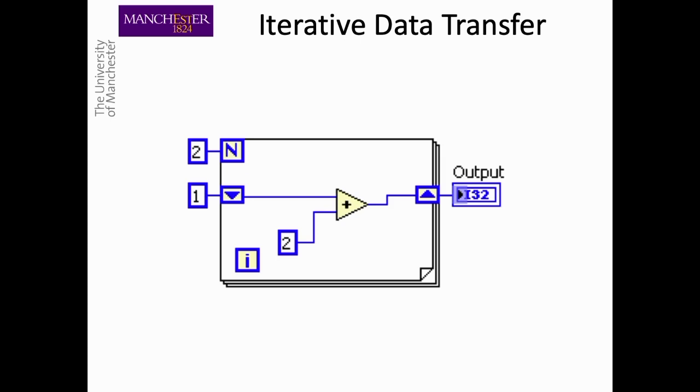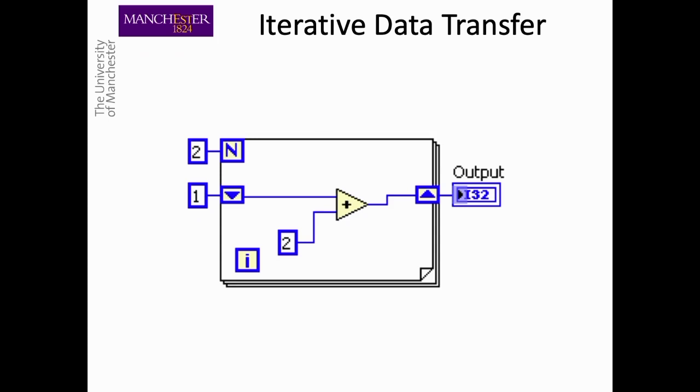So the first time it executes, a value of 1 is going to go in there. Then that 1 is going to go through to the plus, and it's going to be 2 plus 1, and it's going to go out of the right-hand side of my plus function to the other side of the shift register. And that value of 3 is going to be stored. The loop's then going to execute the second time. And the value that was stored on the right-hand side is now going to appear on the left-hand side of that shift register.